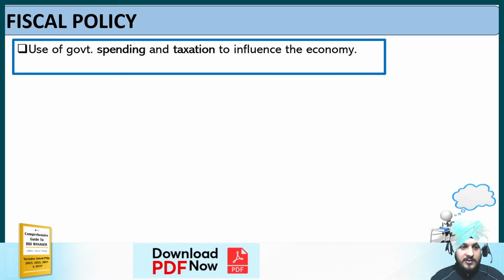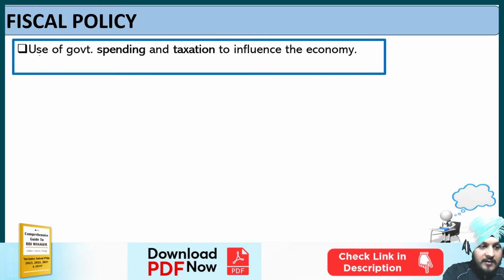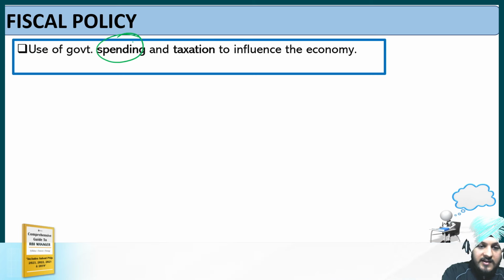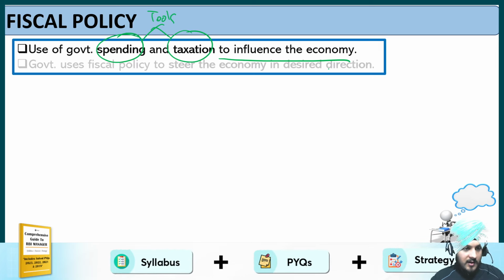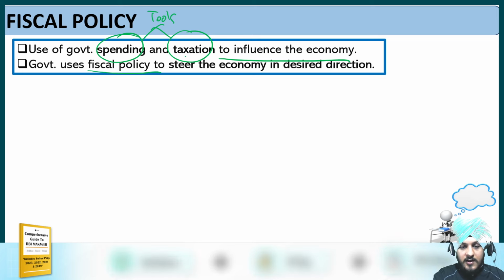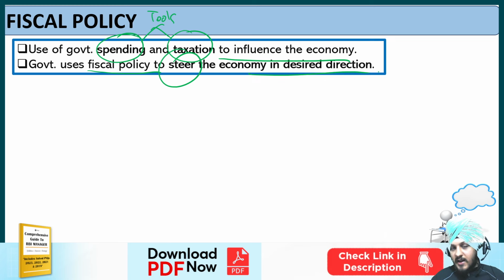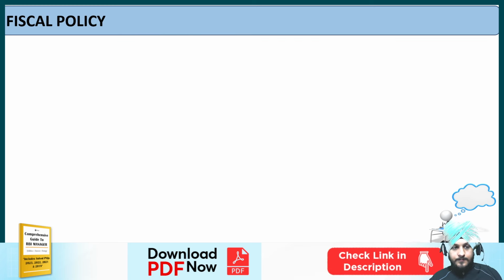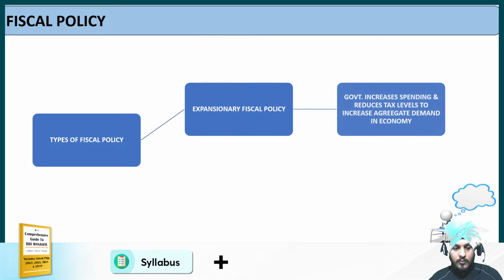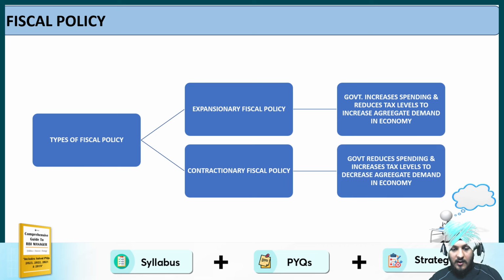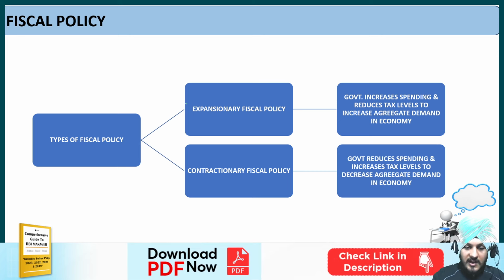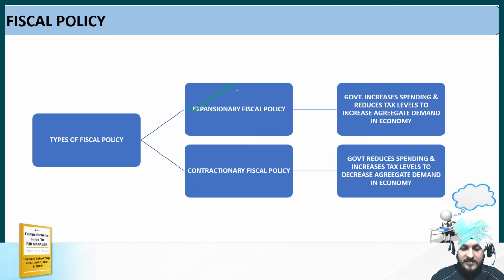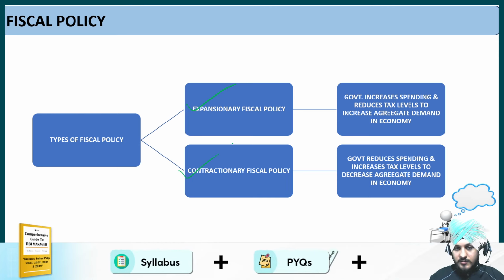Now let us see the definition, and we have already discussed that fiscal policy is the use of government spending and taxation, which are the tools of fiscal policy, to influence the economy, and the government uses fiscal policy to steer the economy in the desired direction. I hope this is clear. Now let's move on to the types of fiscal policy and how these tools are used by the government in order to achieve certain objectives through these types. So the first type is the expansionary fiscal policy, and the second type is the contractionary fiscal policy.